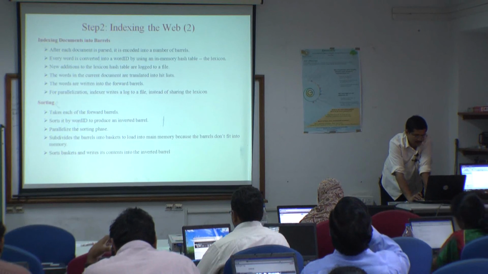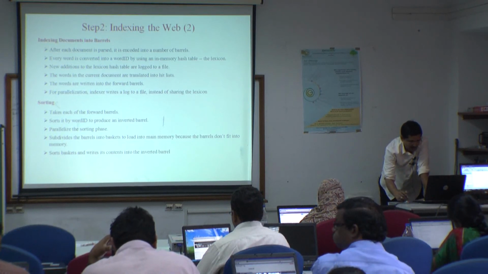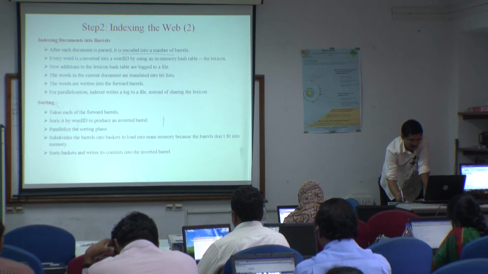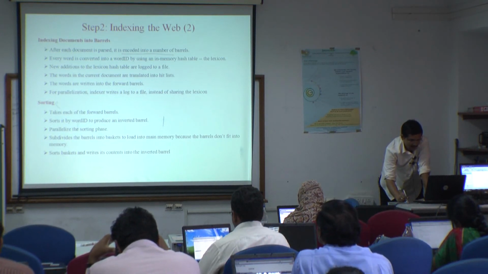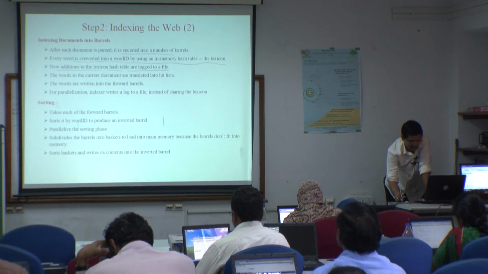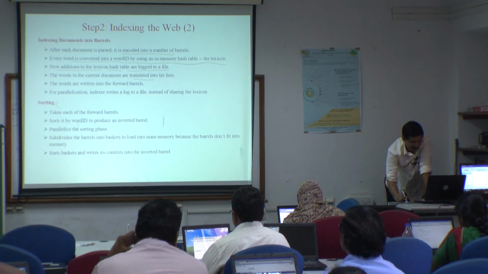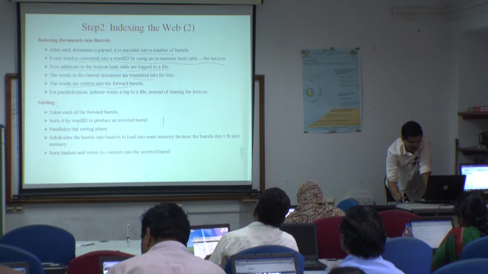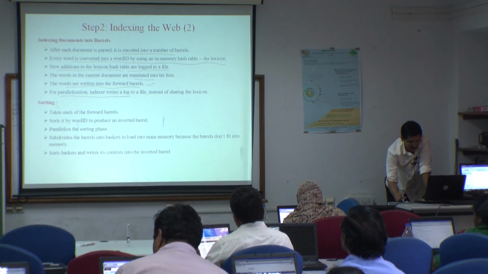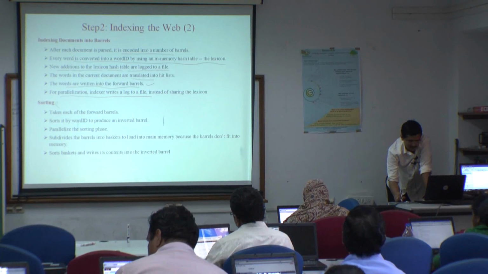Now how to index documents into barrels. After each document is parsed, it is encoded into a number of barrels. Every word is converted into a word ID by using an in-memory hash table. New additions to the lexicon hash tables are logged to the file, and words in the current document are translated into a hit list. The words are written into the forward barrels, and then for parallelization, indexers write a log to the file instead of sharing the lexicon.